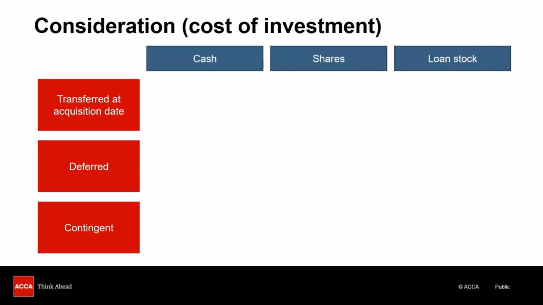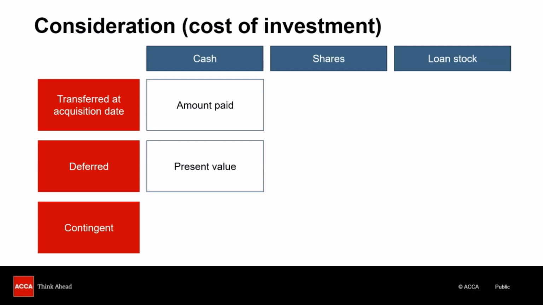So it is contingent upon a condition which needs to be fulfilled, and this payment is going to be made in the future. Now let's see what is going to be the accounting treatment. If the cash has been paid at the date of acquisition, then we straightforwardly take the amount that has been paid and that becomes the cost of investment.